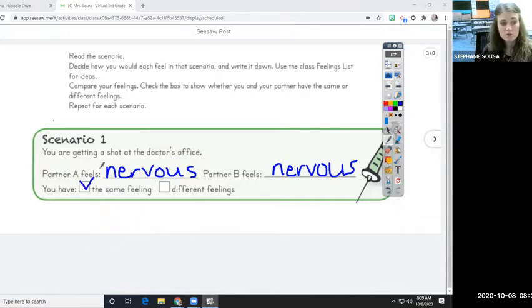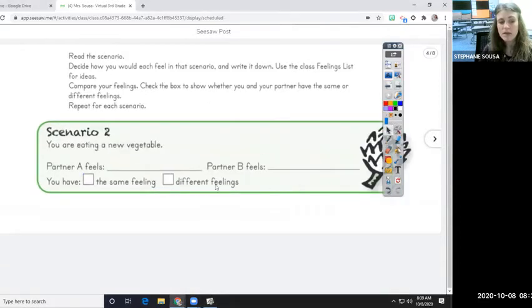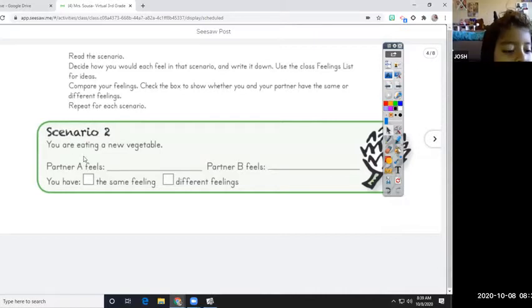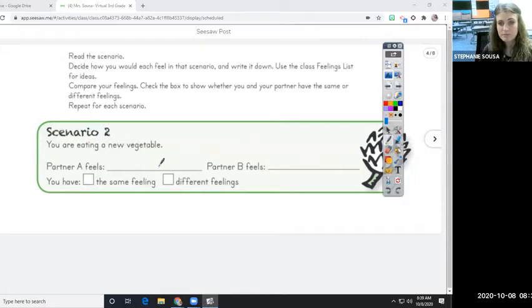Same. We do. So Josh and I on our work would both check that we have the same feeling. Okay? Then after Josh and I have talked about it, we're going to do the same thing with another situation. I'm eating a new vegetable. Josh, how do you feel when you eat a new vegetable? I don't know because I've never eaten vegetables.